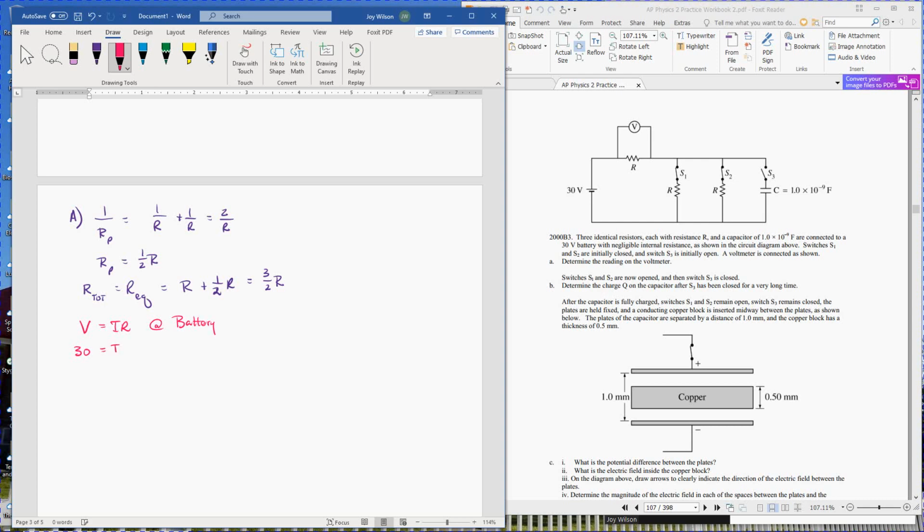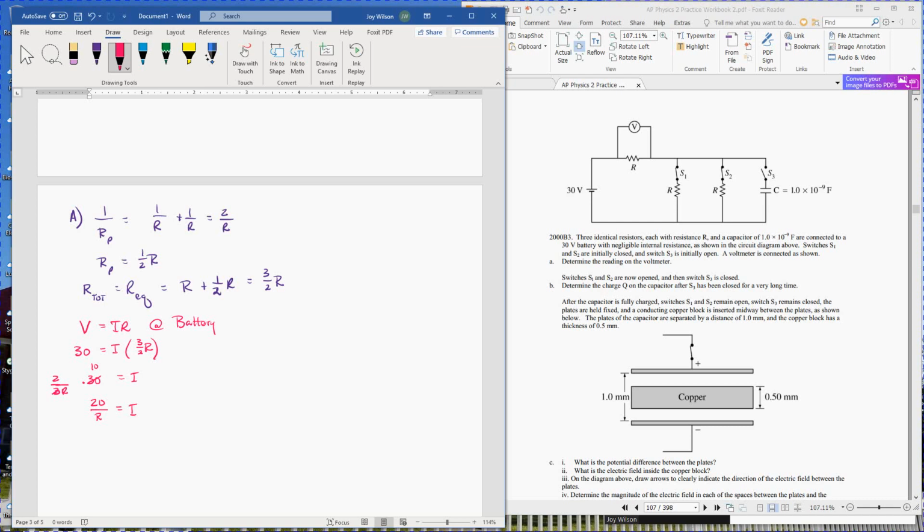And the current, I don't know, but the resistance at the battery is 3/2 R. Okay, so now divide both sides by 3/2 R. So I'm going to multiply by 2/3 R, 2R over 3, times 30 equals the current. So the 3 and the 3 cancel, leave me 10. So I get 20 over R is my current.